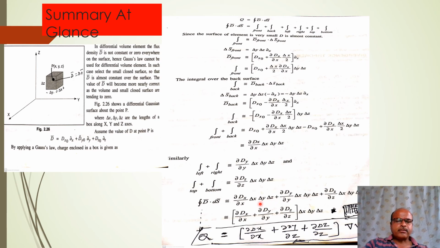By getting this equation, take common terms: partial Dx by partial x plus partial Dy by partial y plus partial Dz by partial z, and the outer bracket del x del y del z. If we observe carefully, this del x del y del z is a product of three lengths, so in the Cartesian coordinate system it is represented as del v. So we have derived the application of Gauss law for a differential volume element.